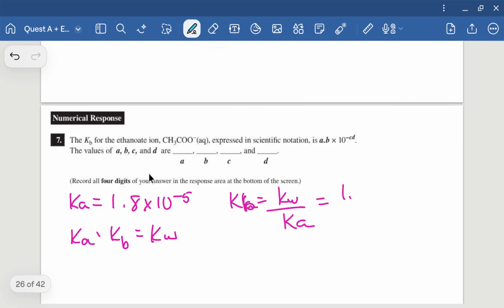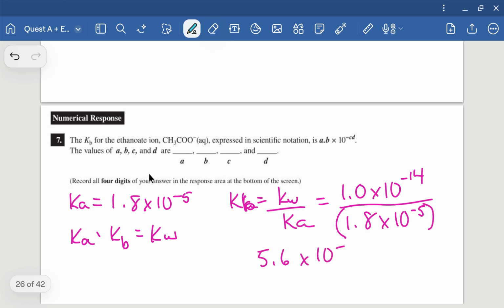So you'd have 1.0 times 10 to the negative 14. So you probably know that number, but if you don't, it's in your data booklet, divided by 1.8 times 10 to the negative 5. If you find you're not getting this right, just make sure that you have brackets in the denominator, and we will see that our answer is going to be 5.6 times 10 to the negative 10. So filling this in, we have 5, 6, 1, 0.